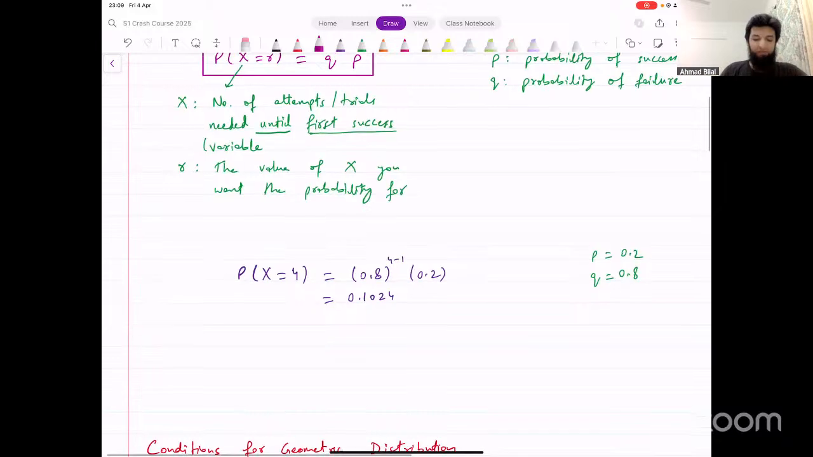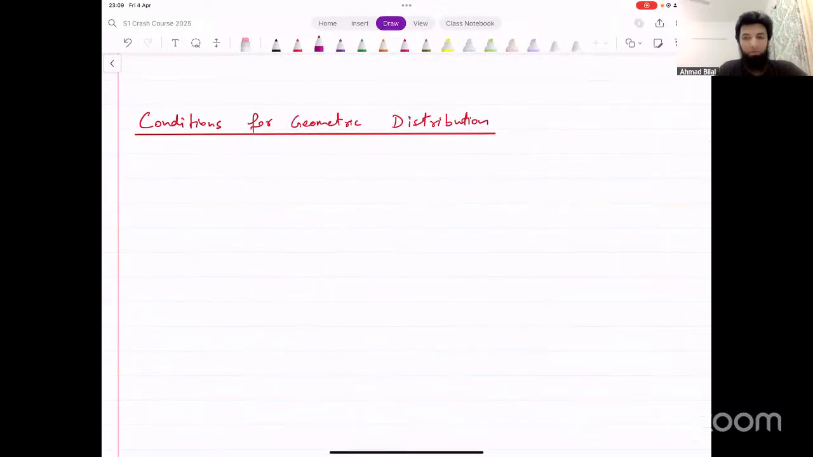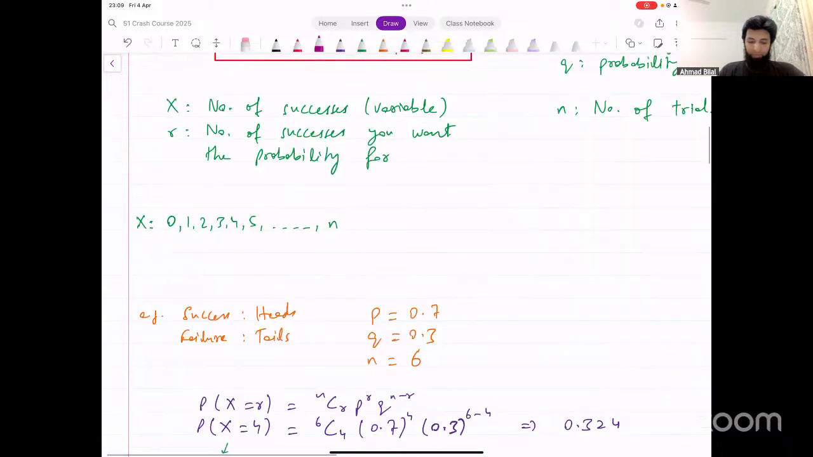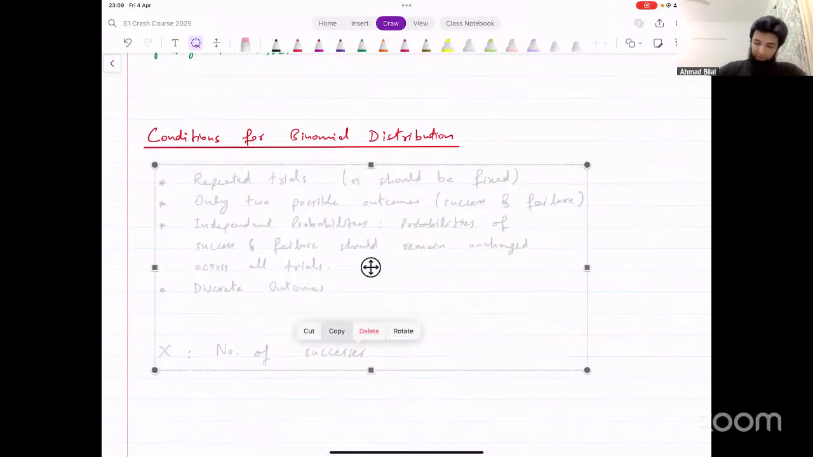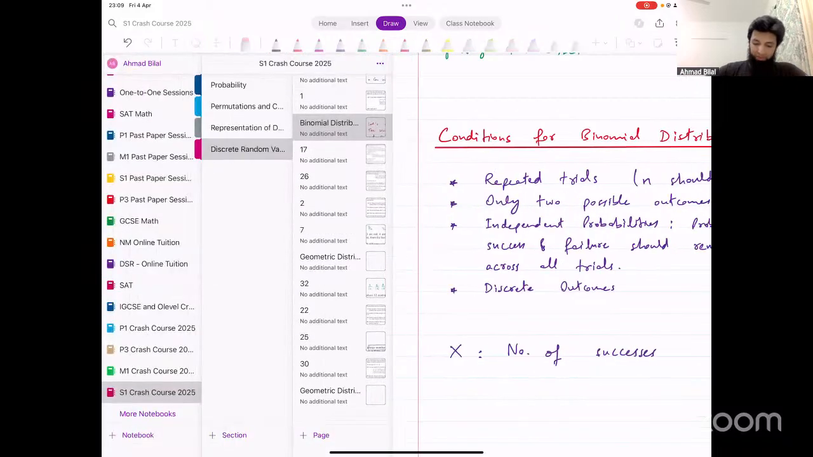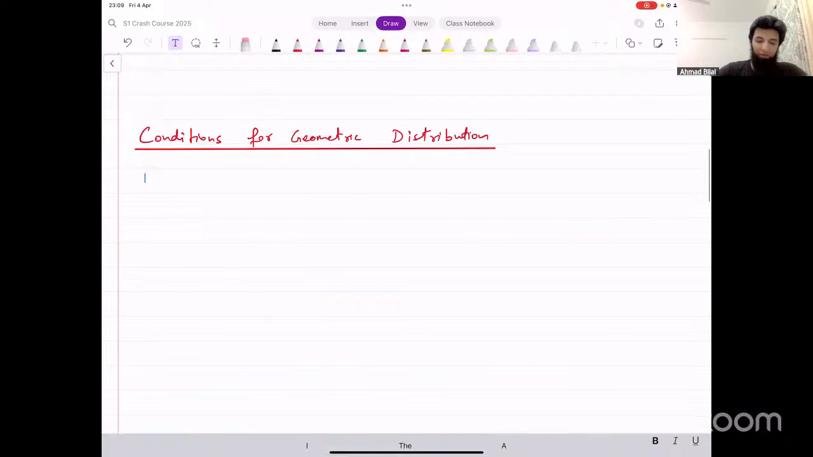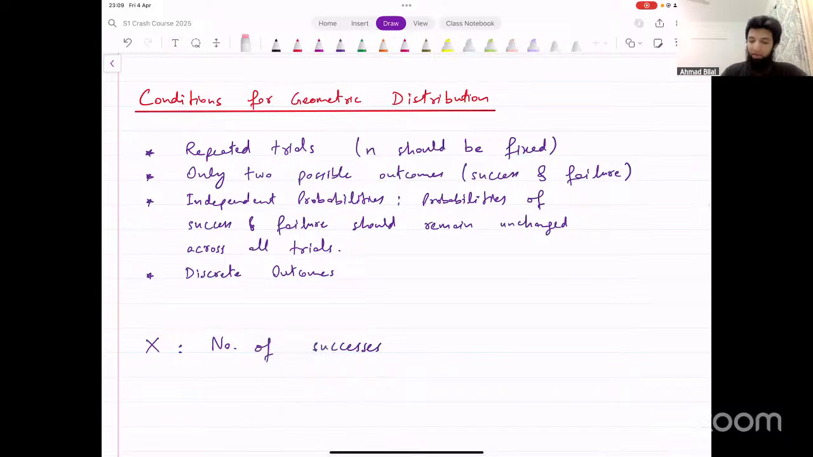Now for that, we have some conditions, just like we had some conditions for binomial distribution. We have some conditions for geometric distribution as well. Remember the conditions for binomial distribution? We needed repeated trials. So I'll just copy this there first of all, and then notice the changes that I do here because they are going to be important. You need to be able to differentiate between a geometric distribution and a binomial distribution.